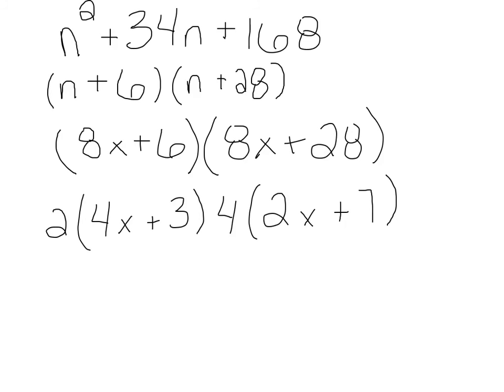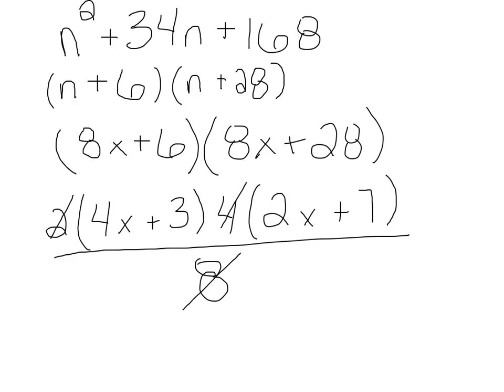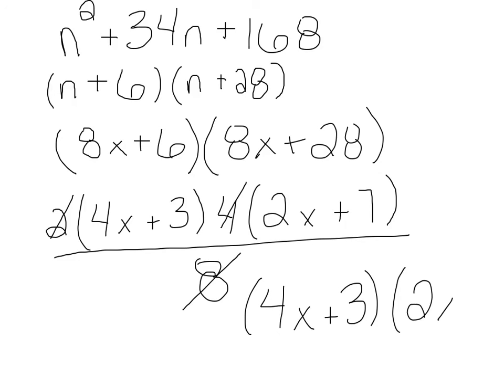Now is the part where, since we multiplied everything times 8 in the beginning, we need to divide by 8. And luckily, since we did this correctly, we can cancel 4 times 2 is 8, which takes away the 8 in the denominator. That means our final answer of our problem in factored form is 4x plus 3 times 2x plus 7.